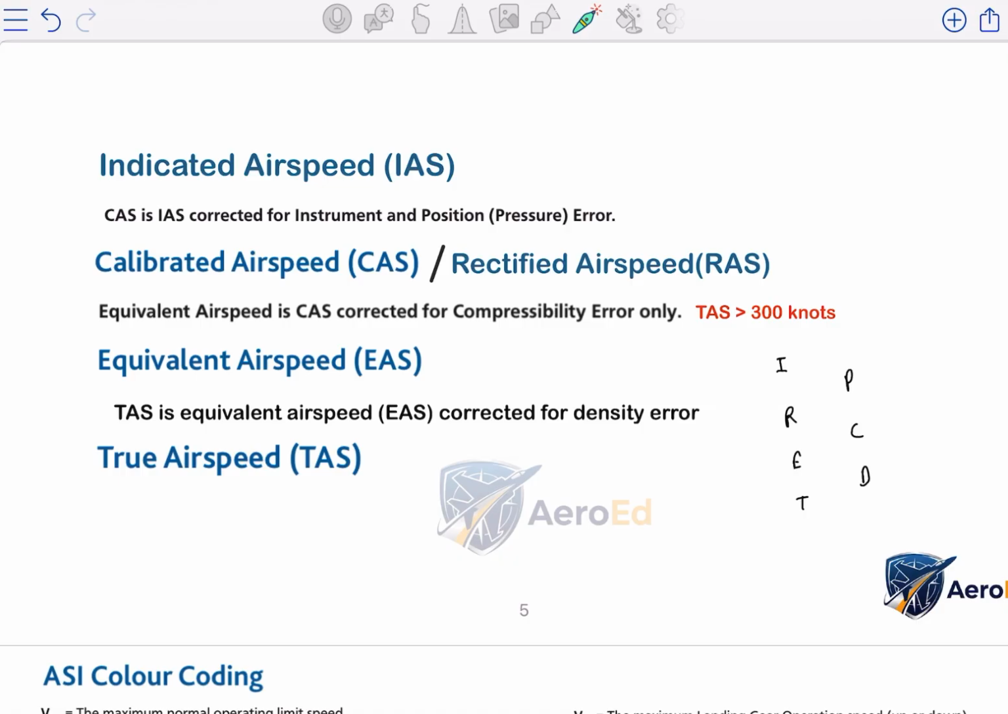So indicated airspeed is corrected for position error to become rectified airspeed or calibrated airspeed. Calibrated airspeed is corrected for compressibility error to become equivalent airspeed, and equivalent airspeed is corrected for density error to become true airspeed.